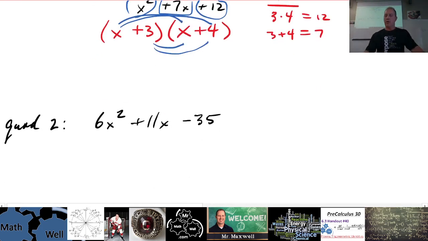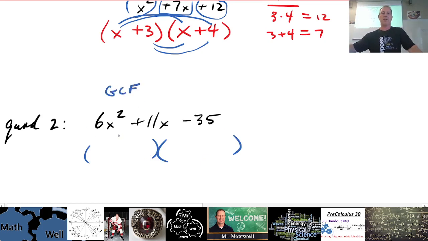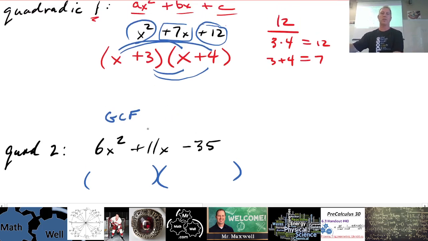All right, quadratic expression number 2 is if a is not 1. So if a is not 1, then what we have is this. We can still factor this into binomials. First of all, we check for a GCF, which doesn't look like there's any common factor, and you would have checked for that other one too. But no GCF, so we won't worry about that.